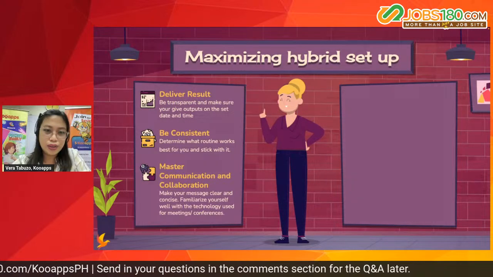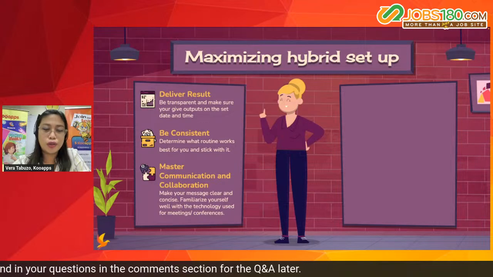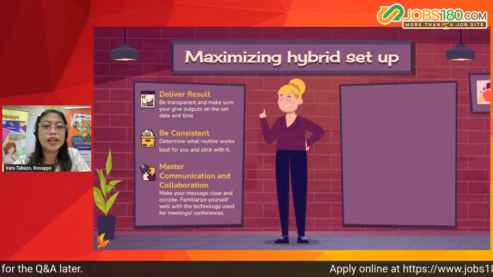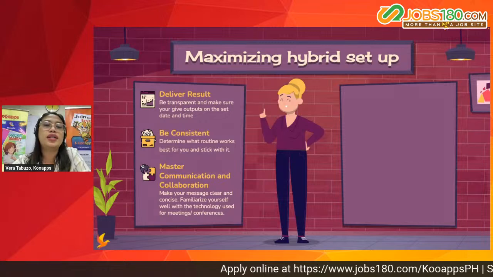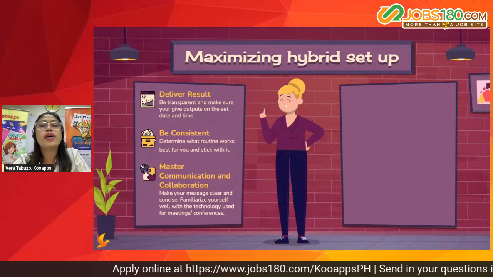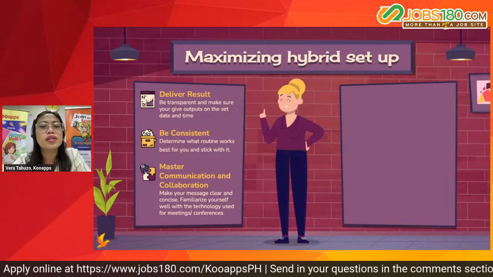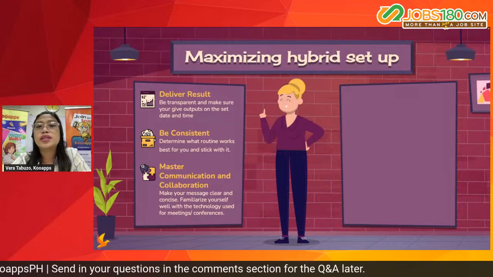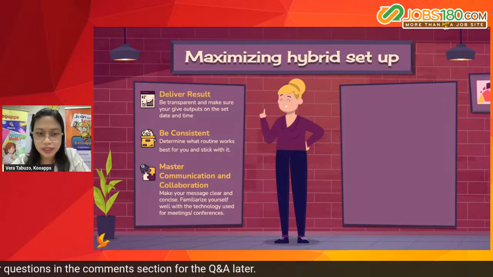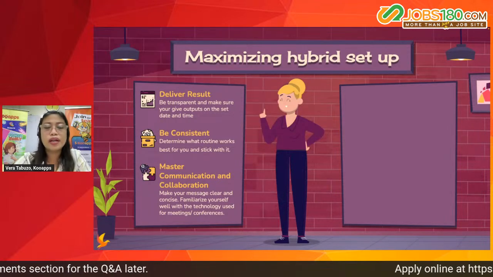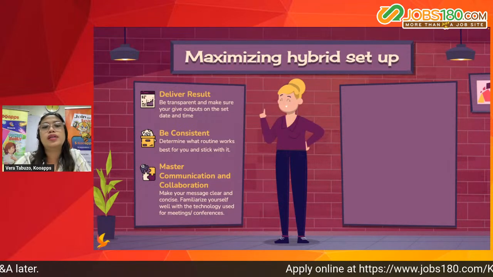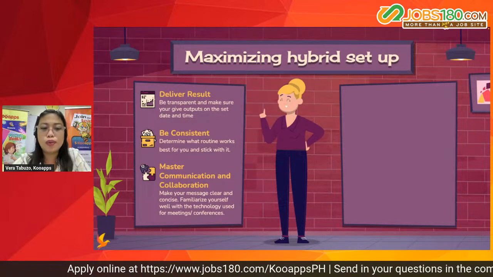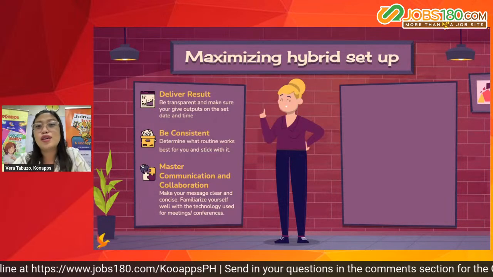And next is you have to master collaboration and communication. So during this time, you have to make sure your message is clear and concise. Not everyone has the time to spend on you talking about different things that are not related to work or you're not getting to the point straight. Okay, so as much as possible, make it clear and concise. And at the same time, familiarize yourself well with the technology used for meetings and conferences. Okay, so know when to mute, how to share your screen, etc.